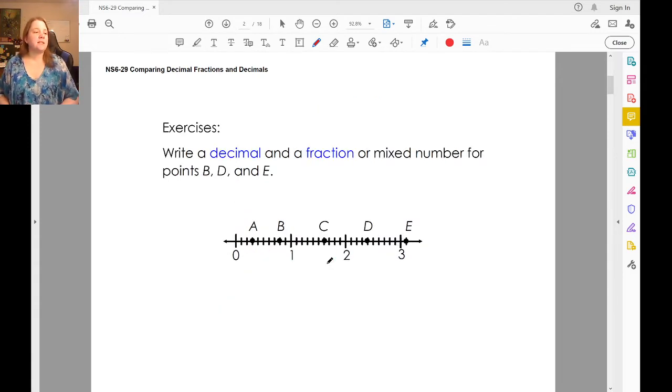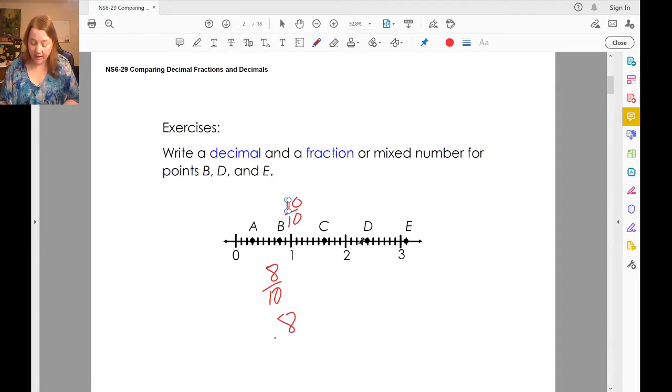They want us to write a decimal and a fraction for B, D, and E. Well, if these are all tenths, if this 1 is 10 over 10, 9 over 10, B is 8 over 10, or 8 tenths. Point C, we already talked about, that's 1 and 6 tenths.